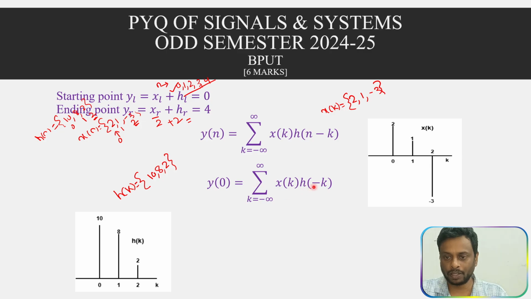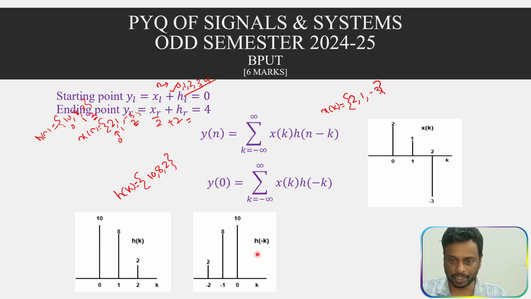So we need to find out h of minus k. Then we will multiply with x of k. So what will be h of minus k? It is nothing but the time reversal of h of k. Okay. Or time folding, about the origin. So this is our h of minus k. You can see this 0 will be constant, and this 1 will be minus 1 and 2 will be minus 2. So this is the reflection about the origin.